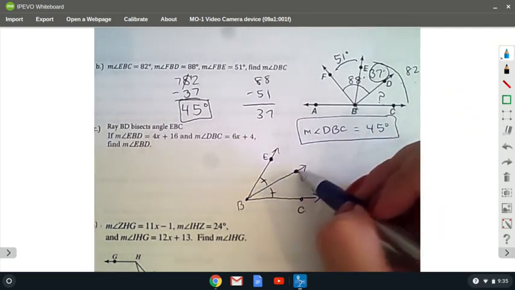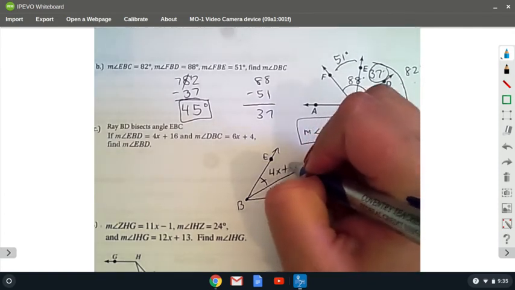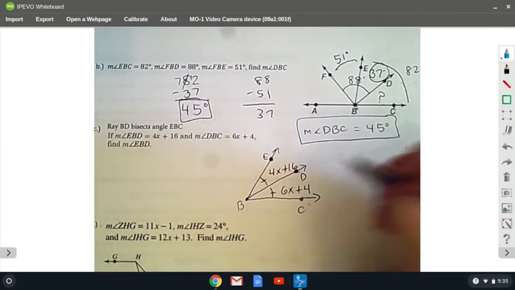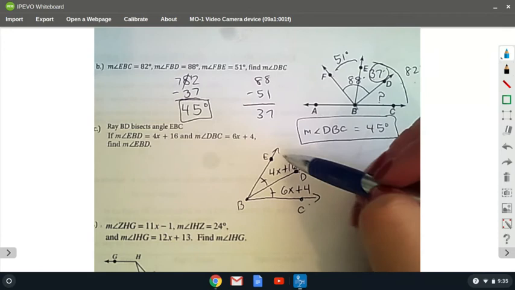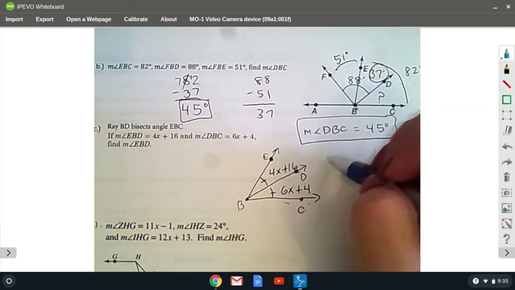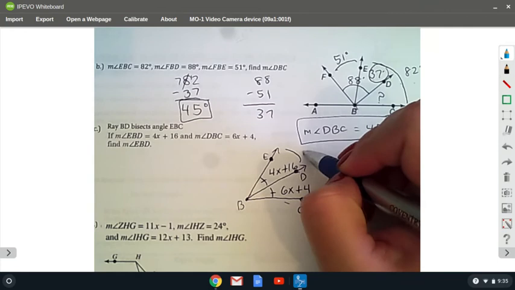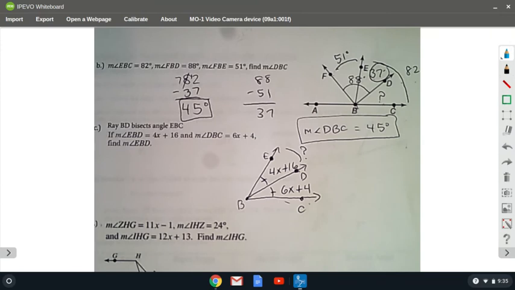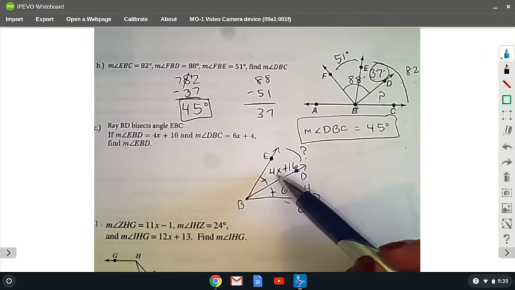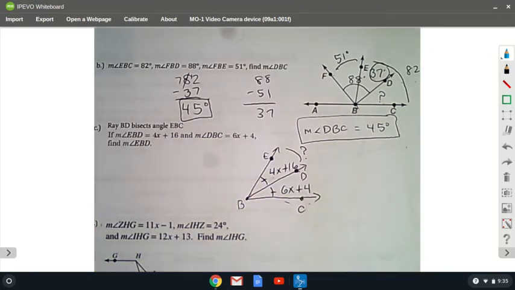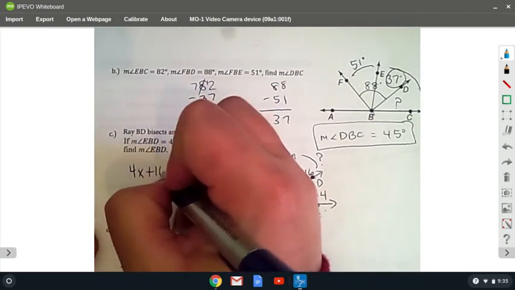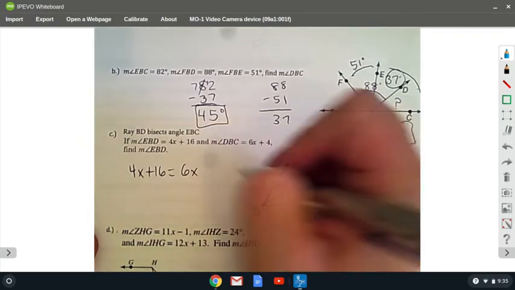Then they're telling us that angle EBD is 4x plus 16. DBC is 6x plus 4. They want us to find EBD. So they want this angle. So we're not actually doing a part plus a part equals a whole here. We're actually just using our concept and our knowledge of what a bisector is. So we know that a bisector means these are congruent. We have an expression for both of them, so we can set those equal to each other.